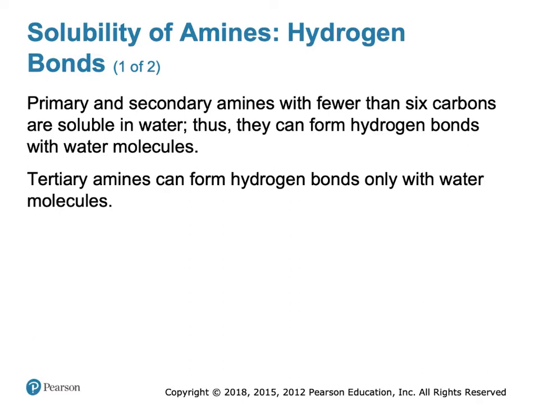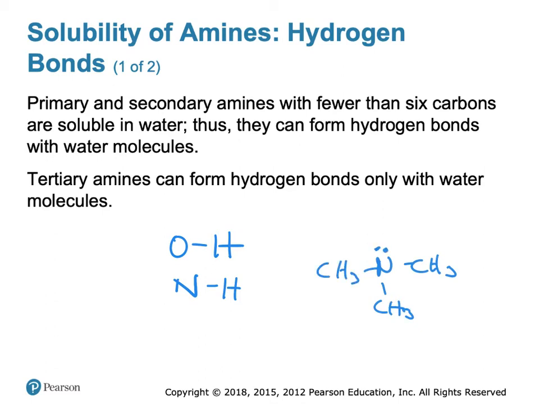From the solubility perspective, primary and secondary amines with fewer than 6 carbons are soluble in water. Thus, they can form hydrogen bonds with water molecules. Remember, you can form hydrogen bonds when you have an OH and an NH. Tertiary amines can form hydrogen bonds only with water molecules. That is because a tertiary amine has 3 alkyl groups and then this lone pair. So tertiary amines can accept a hydrogen bond.